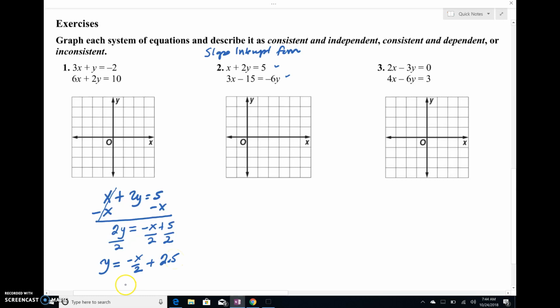So I'm going to identify the slope, and the slope is negative 1 over 2. The y-intercept is equal to 2.5.